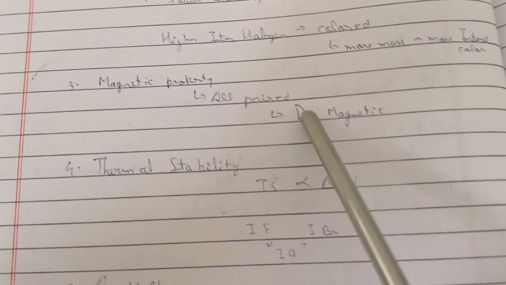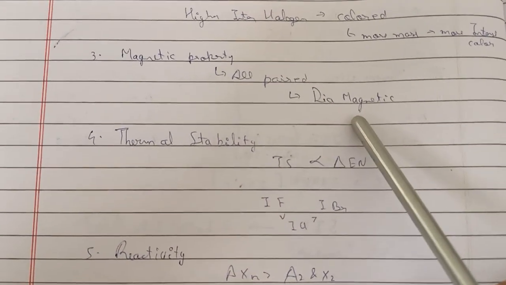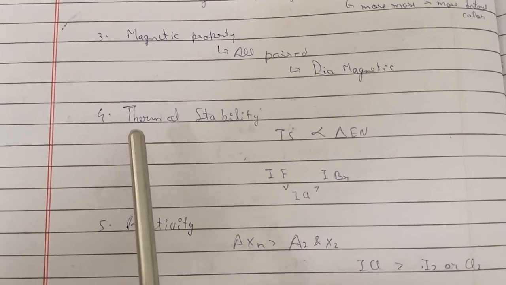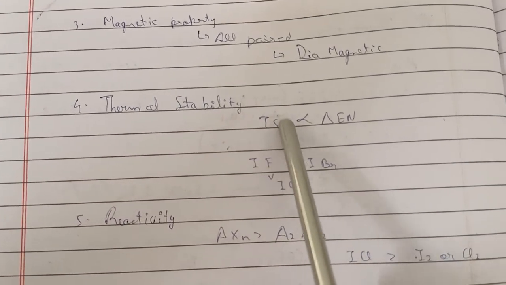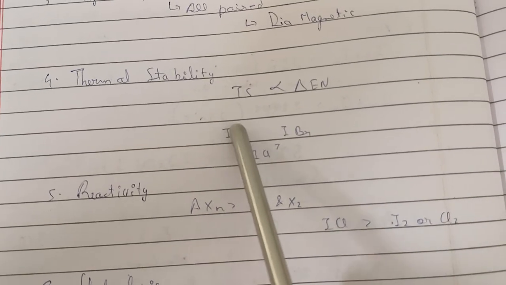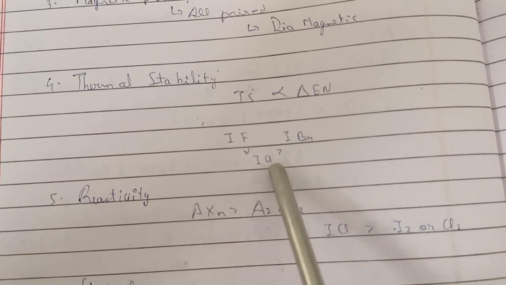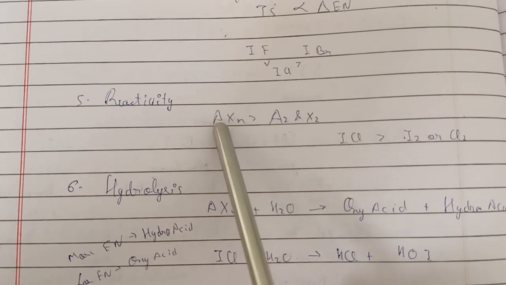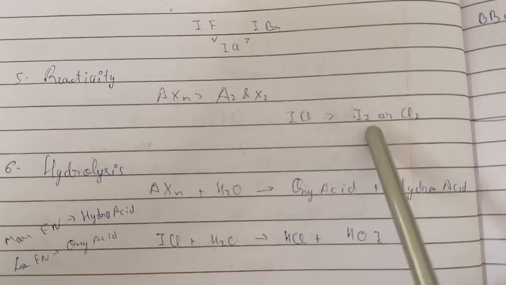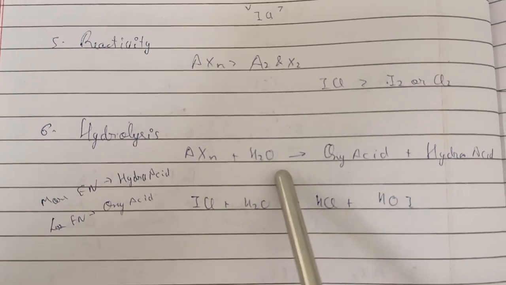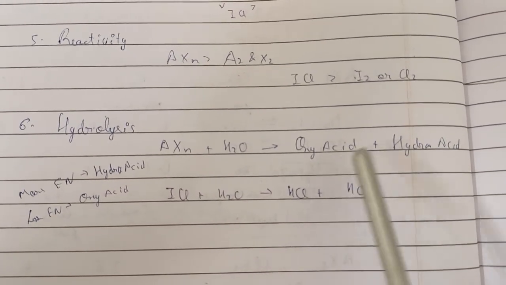Magnetic property: all electrons are paired, so they are diamagnetic, not attracted by a magnetic field. Thermal stability is directly proportional to the electronegativity difference. IF has a high difference, so it is more thermally stable than ICl and IBr. Reactivity: AXn is more reactive than A2 and X2, so ICl is more reactive compared to I2 or Cl2. Hydrolysis: AXn plus H2O makes one oxyacid and one hydroacid.